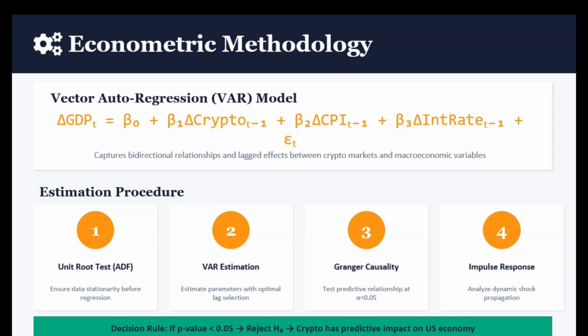So this is the VAR. This is the VAR to be used. The change in cryptocurrencies, how it is affecting the GDP; the change in CPI, how it is affecting the GDP; the change in interest rates, how it is affecting the GDP.